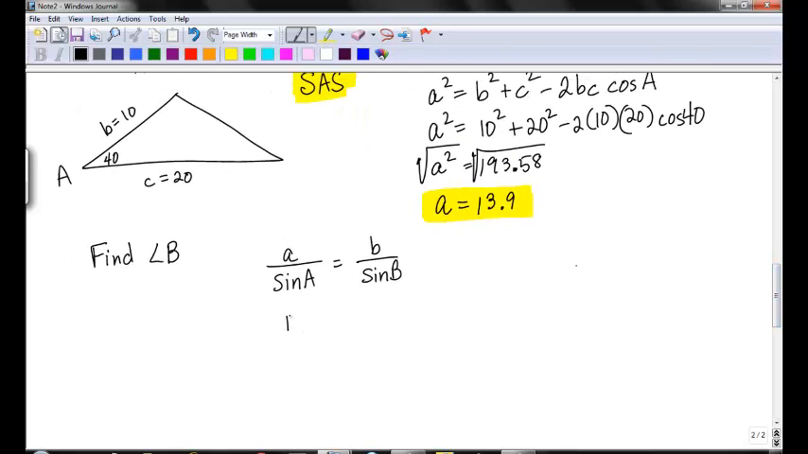So we've got our A over the sine of 40. Now, don't type in 13.9. We're going to use the stored value on the calculator. B is 10, and sine of angle B, we don't know. So I would do this in this order. I would not do sine of 40 times 10, because it looks like you're doing sine of 400. Do 10 times the sine of 40, and then you want to divide by our alpha A, right?